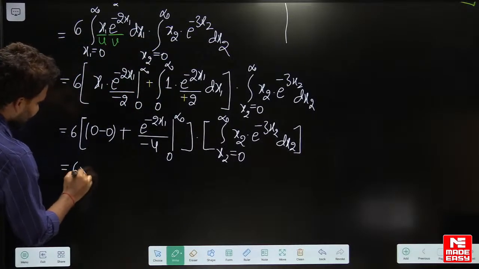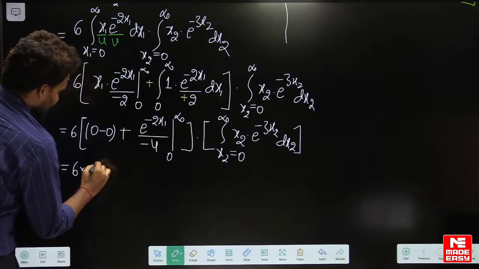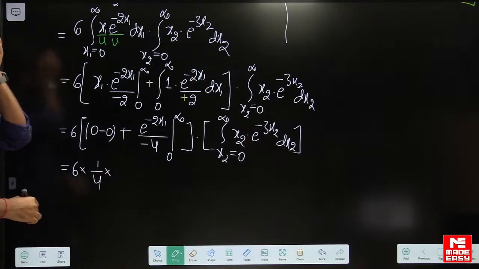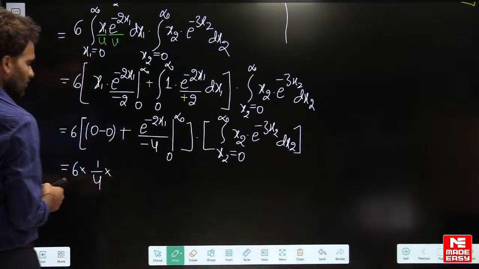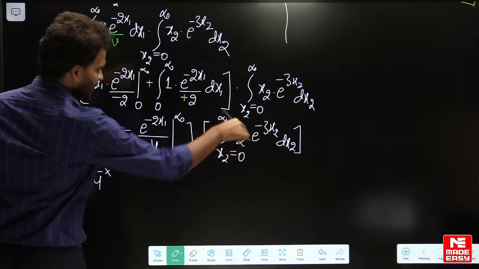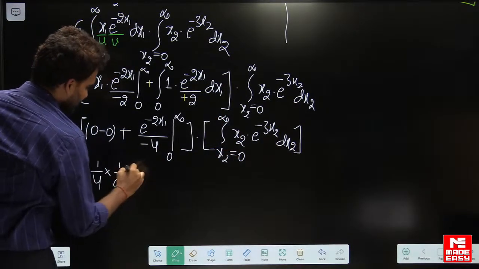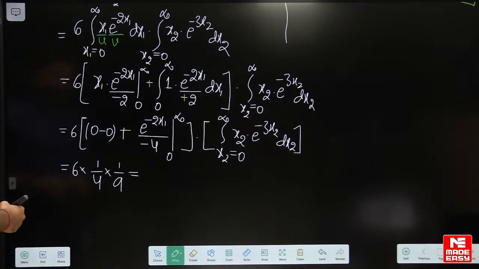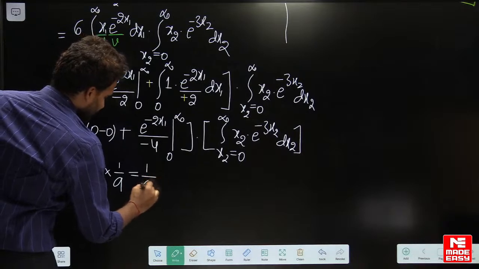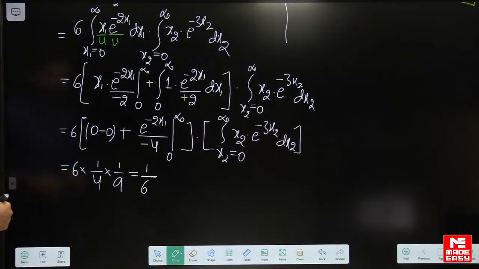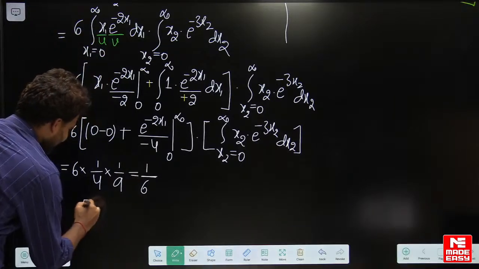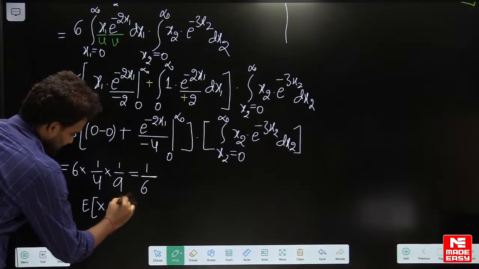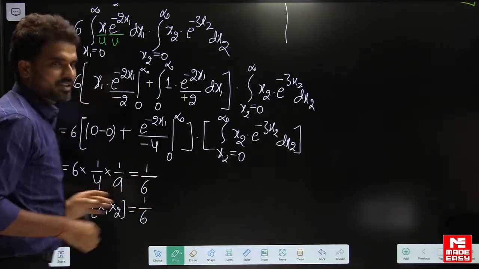And it will be 6 times 2, and if you substitute upper and lower limits, you're going to get 1 by 4 here. If you substitute the upper limit, that will be 0, and minus of minus plus, and if you substitute the lower limit, that is 1 by 4 you will get. And similarly, if you do this, you are going to get 1 by 9. So it will be 1 by 6 here. So expectation of x1 x2 is equal to 1 by 6, you got.